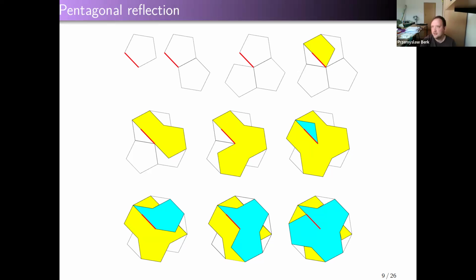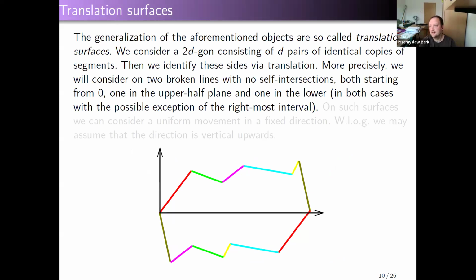So now with this introduction, I am ready to introduce more formally the object that is of my interest. These are called translation surfaces. We take our Cartesian plane, and we start from 0 and we want to draw a 2D-gon.